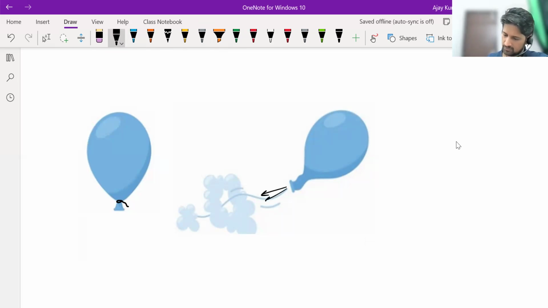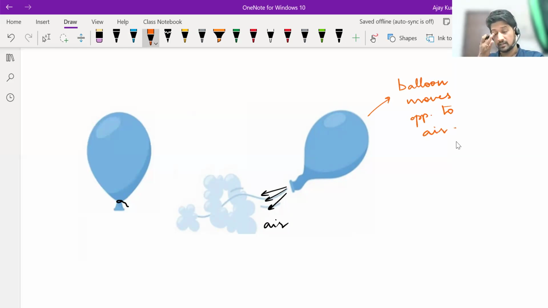Air will be flowing out of the balloon, and as a result, the balloon will move in the opposite direction. We had discussed this before also in conservation of linear momentum. If you know the rate at which air flows out of the mouth of the balloon, then you can write the rate of flow of momentum. Rate of flow of momentum is nothing but force. Okay, F is equal to dp by dt.